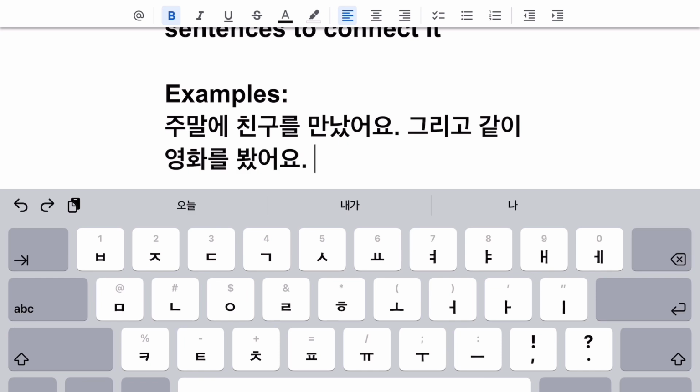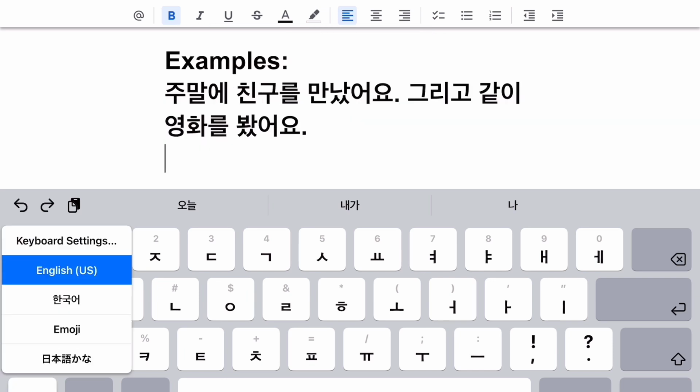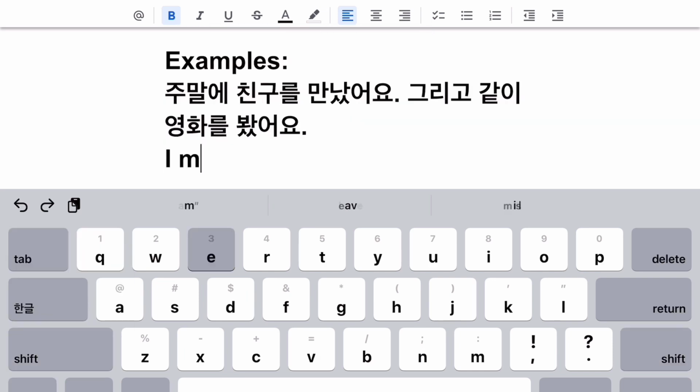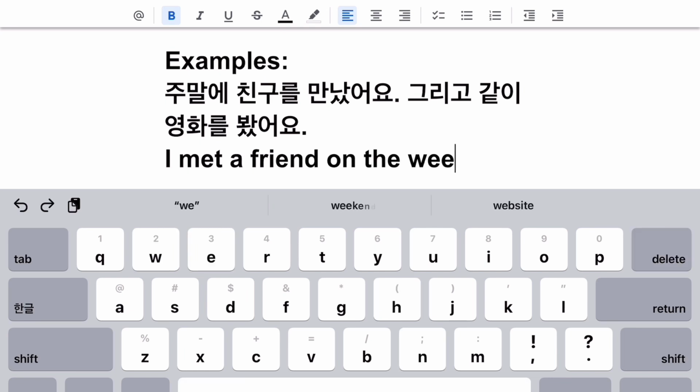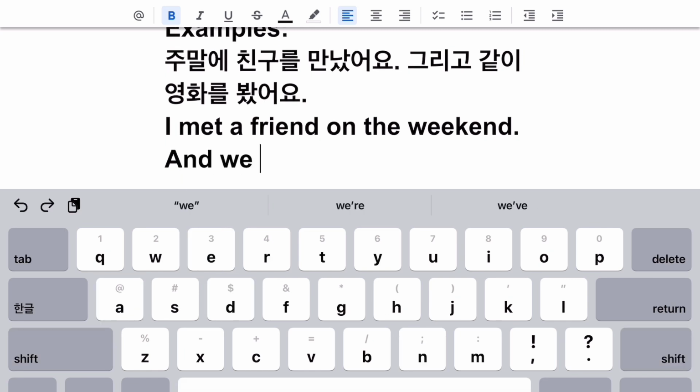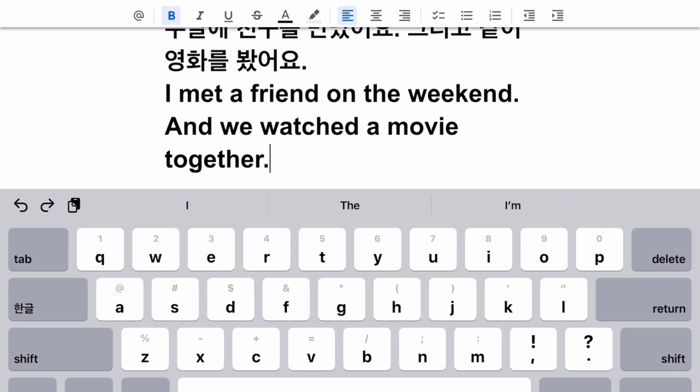Example 2. Okay. 주말에 친구를 만났어요. 그리고 같이 영화를 봤어요. 주말에, the weekend, 친구를 만났어요. So I met a friend on the weekend. 그리고, and, together 같이 영화를 봤어요. And we watched a movie together. So there's nothing too complicated about that one.